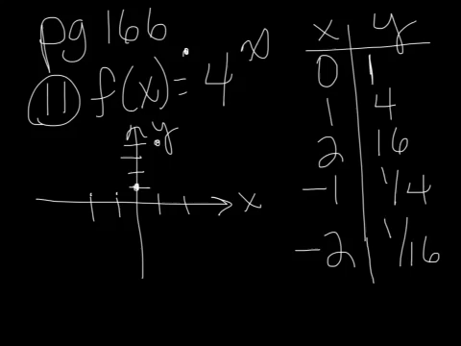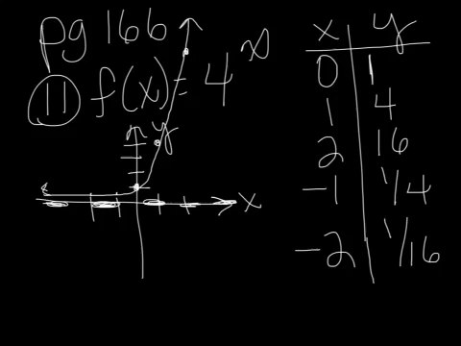What happens as x gets smaller and smaller? Well, you can see it's getting closer and closer to 0. And you also should remember when something gets closer and closer to something, that is an asymptote. So you have to dot that line in. And again, this is called an exponential function.